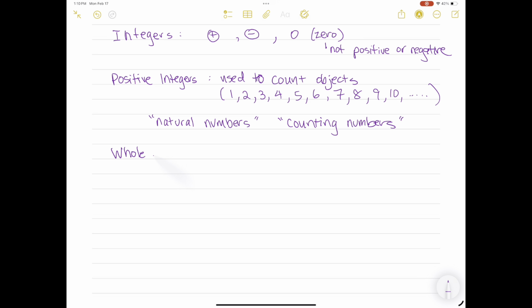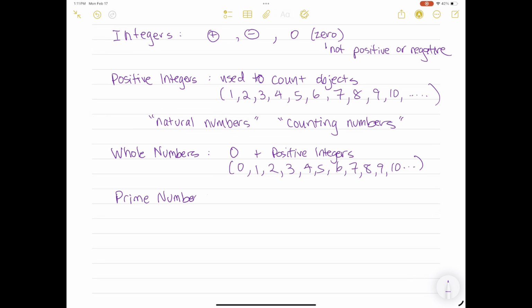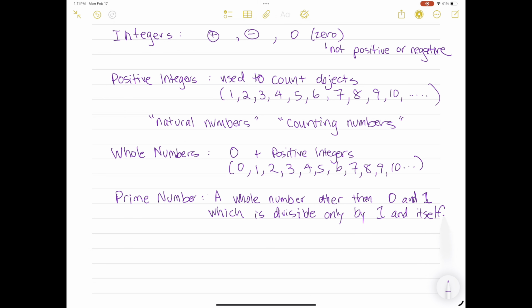Whole numbers, they are zero and positive integers, such as 0, 1, 2, 3, 4, 5, 6, 7, 8, 9, 10, etc. Prime number is a whole number other than 0 and 1, which is divisible only by 1 and itself, such as 2, 3, 5, 7, 11, 13, 17, 19, 23, 29, 31, 37, 41, etc.